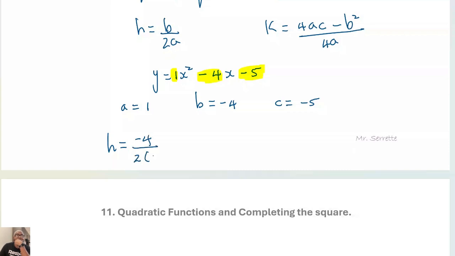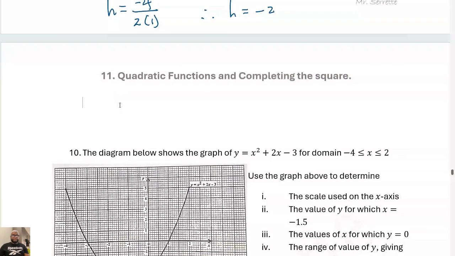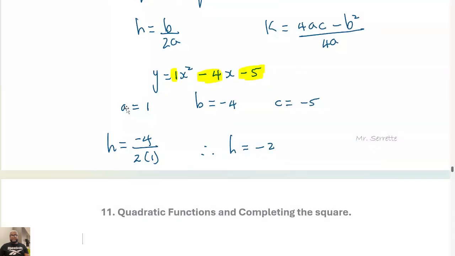H is equal to what? Negative B over 2A. Let me work it out right here. Therefore, H is equal to... Positive 2 or negative 2? Look, I have a negative 4 here, so it'll be negative 2. Tyler actually did his homework here, he just got positive 2 instead of negative 2. So we found H. H is negative 2, right?